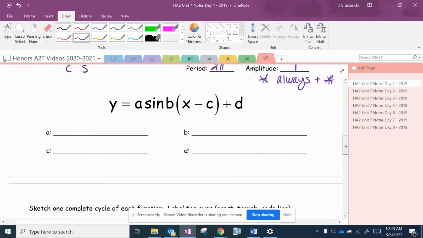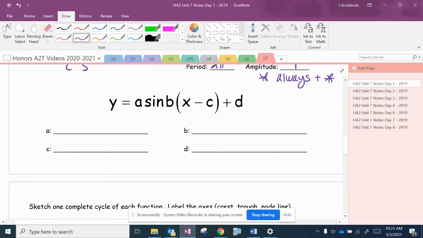So the parent function for the sine curve is y equals a sine b times x minus c plus d. A is always going to be the amplitude, so how far from the node to the crest and the trough. B is the frequency, that's how many times the graph repeats in 2 pi or 360. C is the phase shift. Oops, that should be an F, a P there.